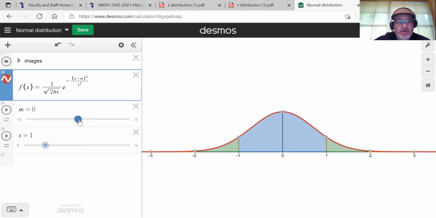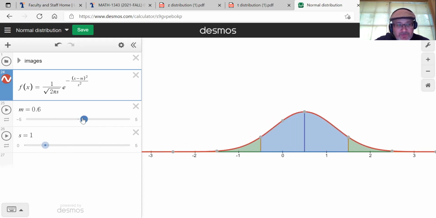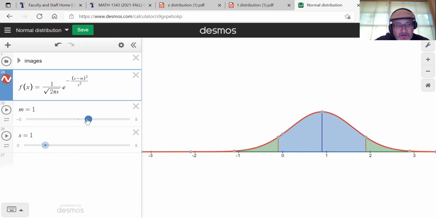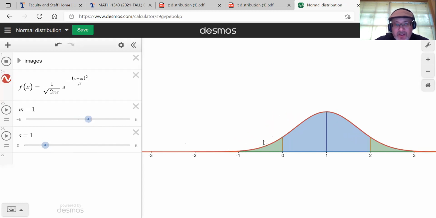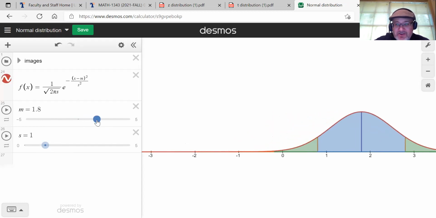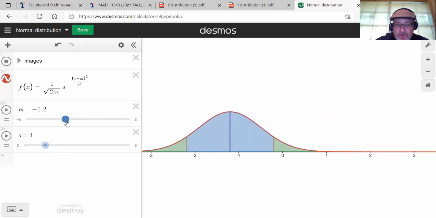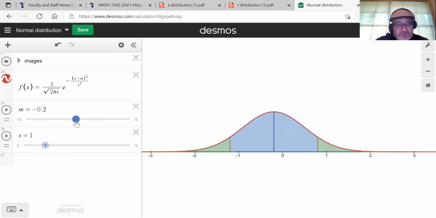I've got a slider here that I can move back and forth to change the mean, and an S slider that I can move back and forth to change the standard deviation. You'll notice that the mean 0 is currently in the center of this curve. But if I were to move the mean greater, like let's move it up to 1, then notice that the center of the curve is now at 1. And no matter where I move the mean, it's just sliding the curve left and right. We'll put it back at 0 just for now.